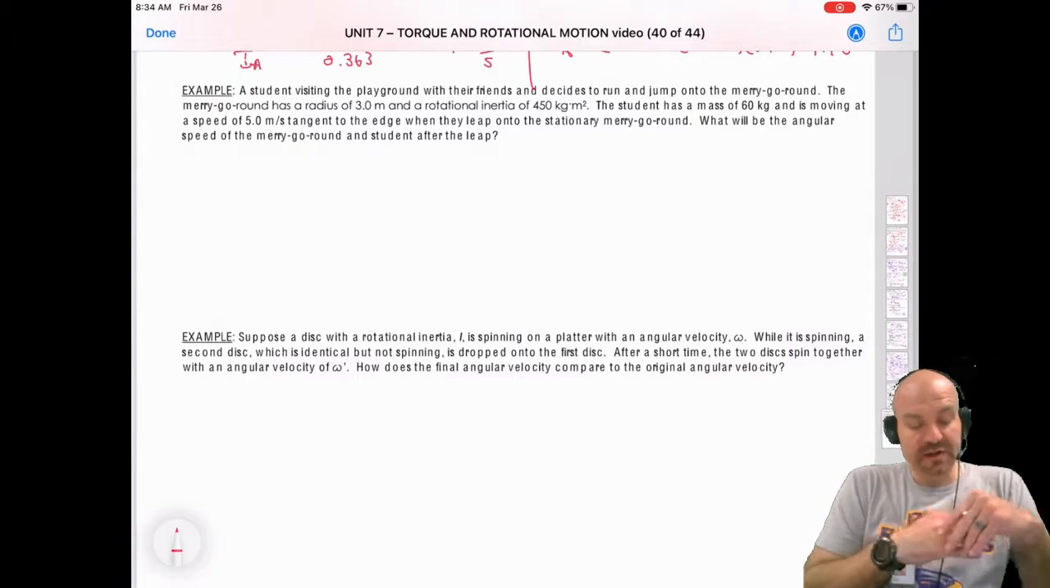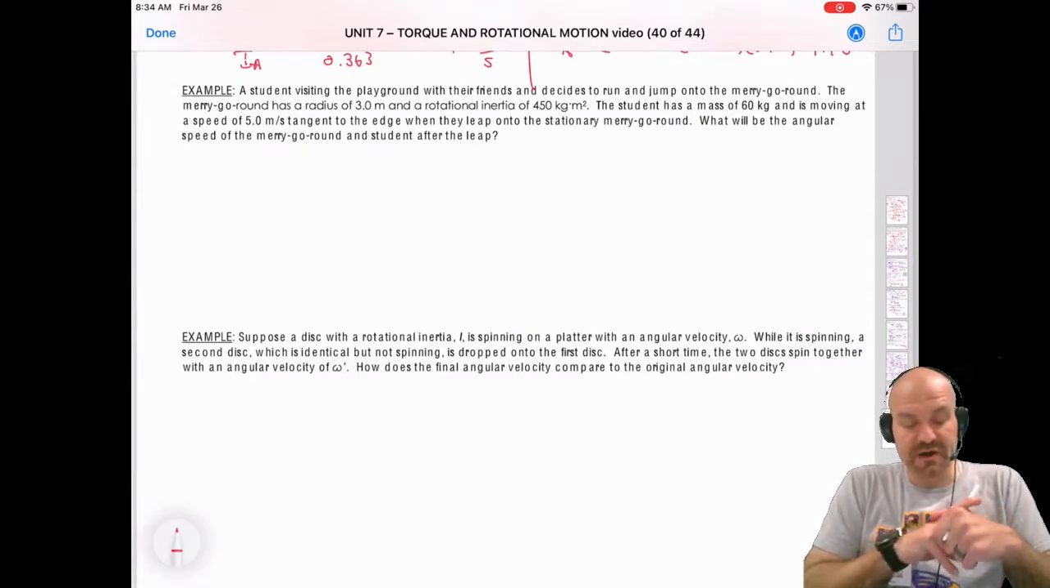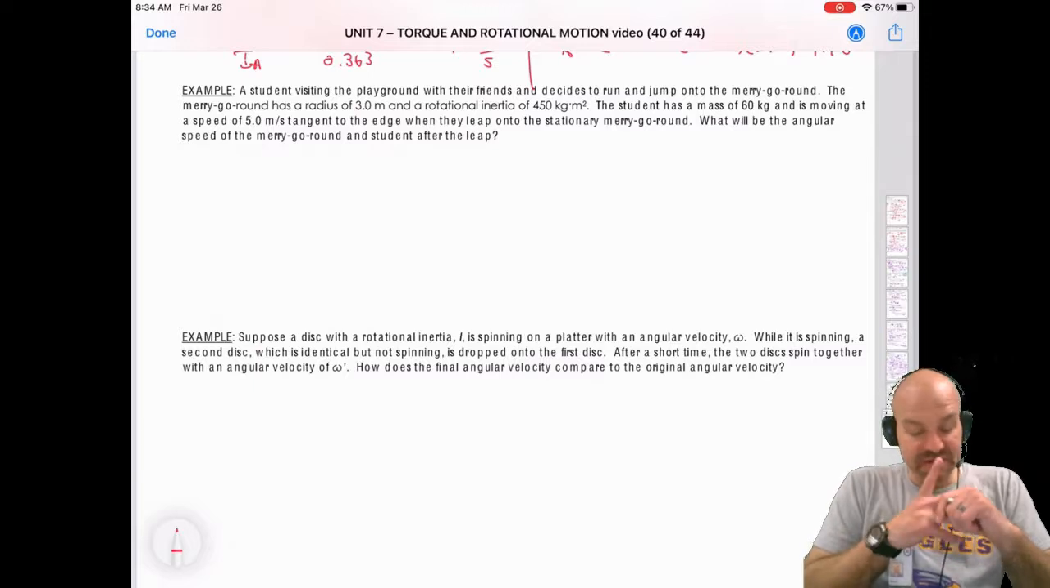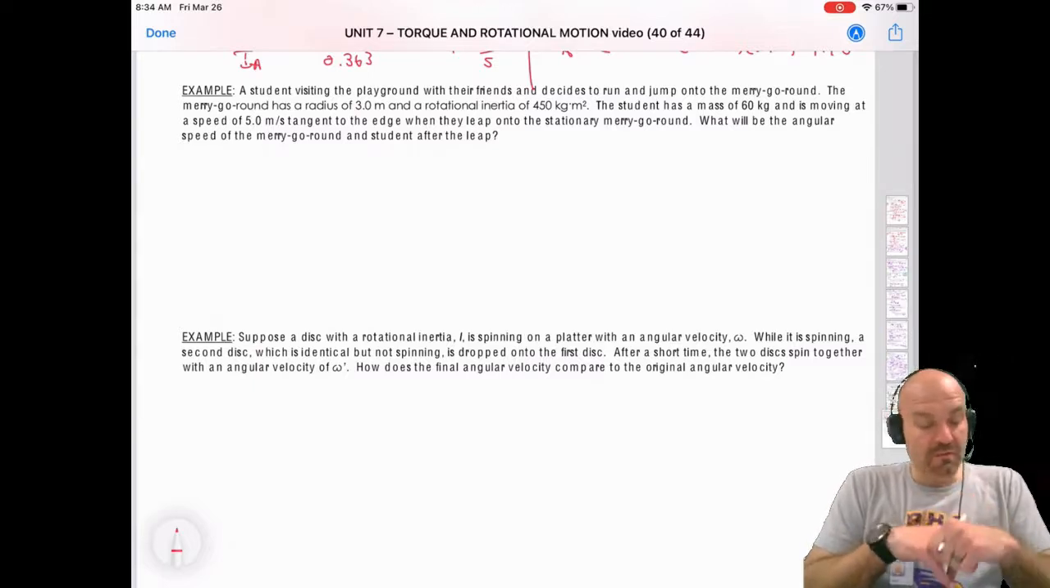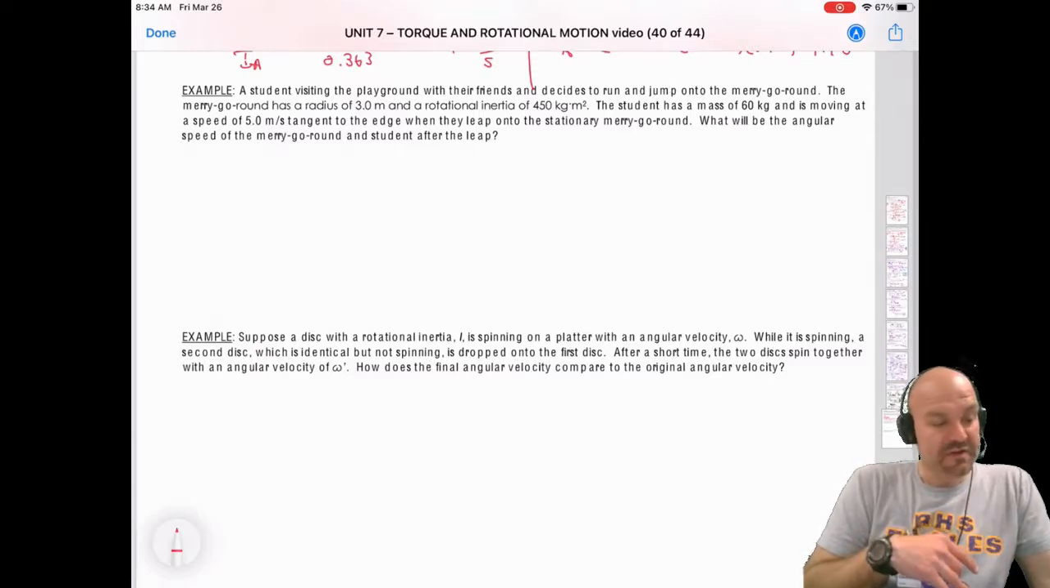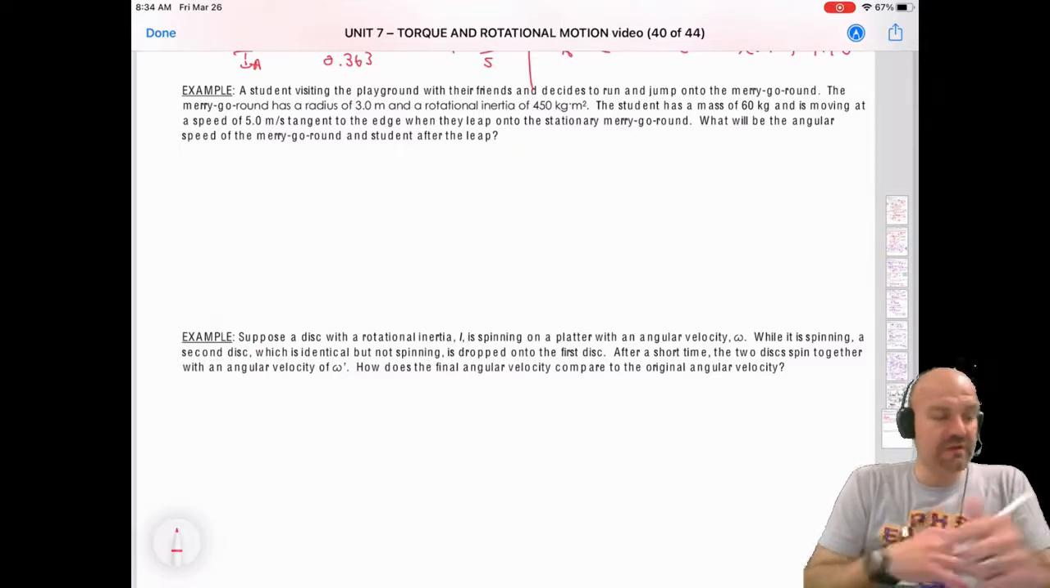The merry-go-round has a radius of 3 meters and a rotational inertia of 450 kilograms times meters squared. The student has a mass of 60 kilograms and is moving at a speed of 5 meters per second, tangent to the edge when they leap onto the stationary merry-go-round. What would be the angular speed of the merry-go-round and student after the leap? Okay. And so, a couple things we need to do here, right?